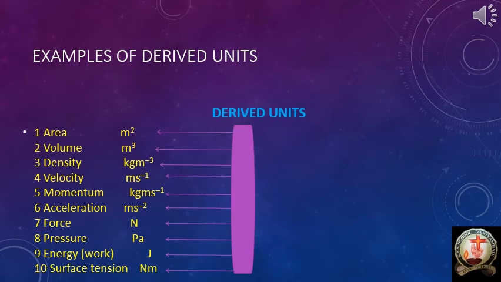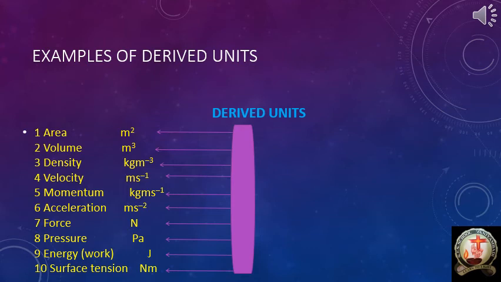So we need derived units here. What is the definition of derived units? The units of derived physical quantities are called derived units. Correct. So these 10 quantities, area, volume, density, are derived physical quantities, and their units are nothing but derived units. So please see.